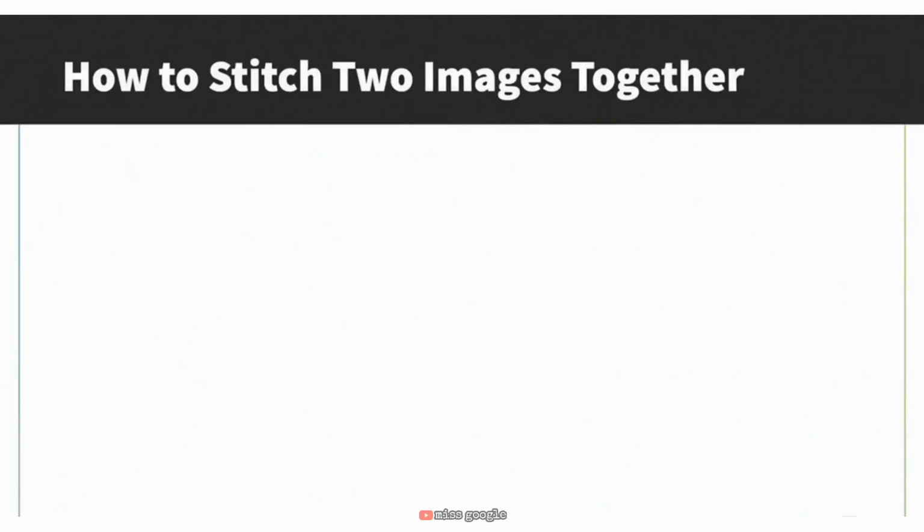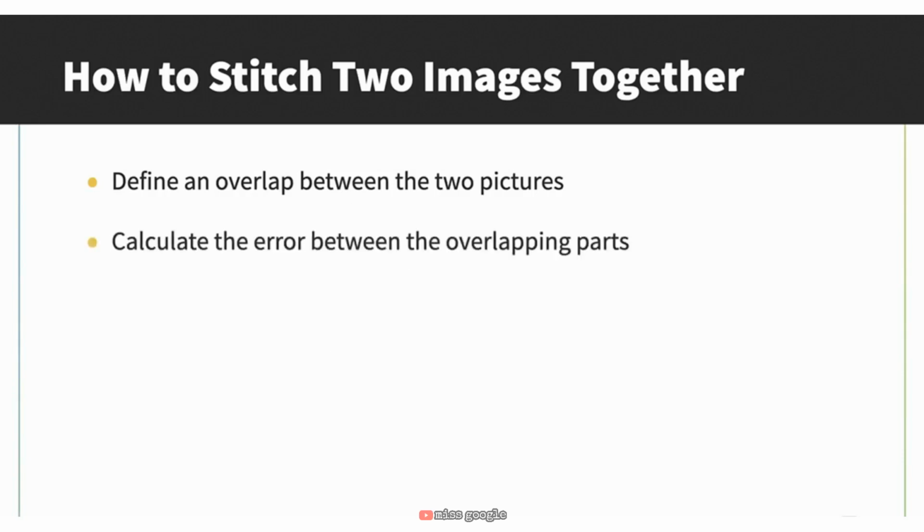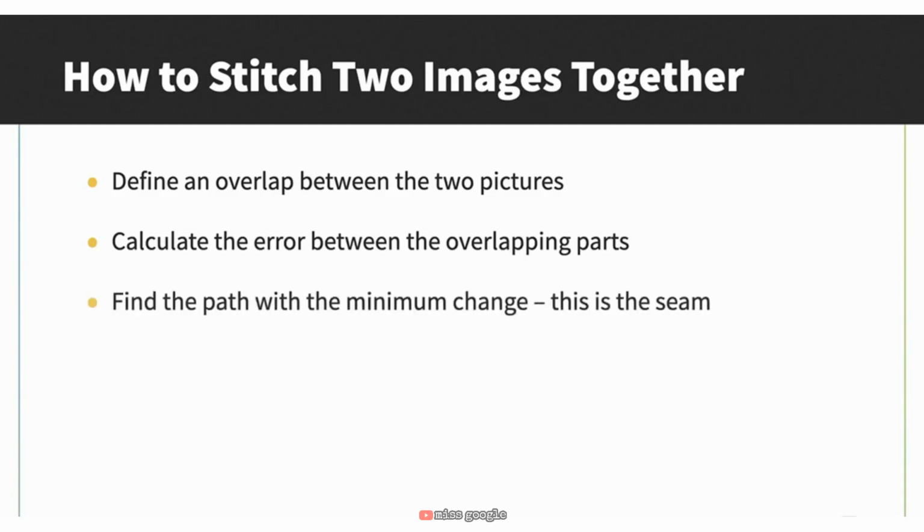So how can we stitch two pictures together? First, we must define an overlap between the two pictures. This is the number of pixels we will overlap the two pictures horizontally. Next, we calculate the error between the overlapping parts. This can be as simple as the squared difference of the pixels. Then, inside the error section, we find the path with the minimum change. This is the seam. Lastly, we stitch the images at the seam.